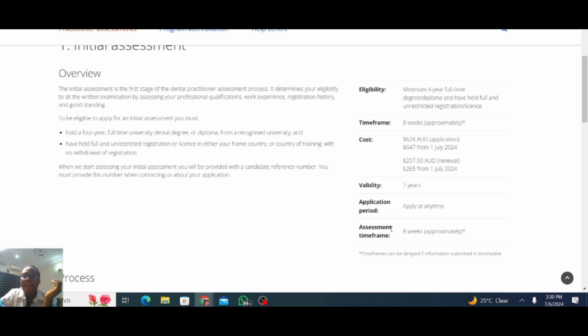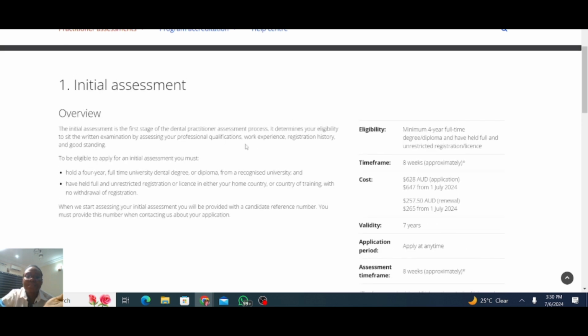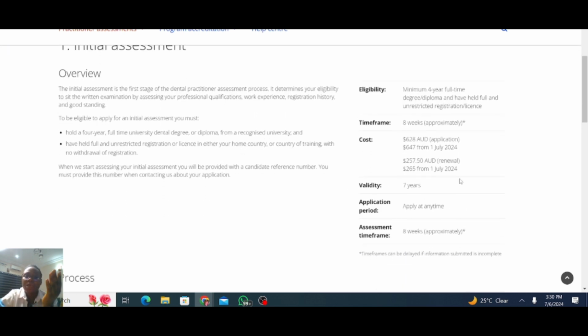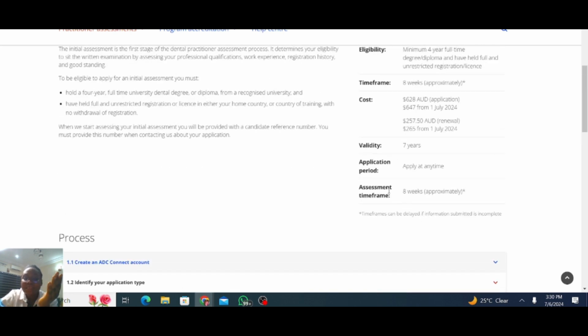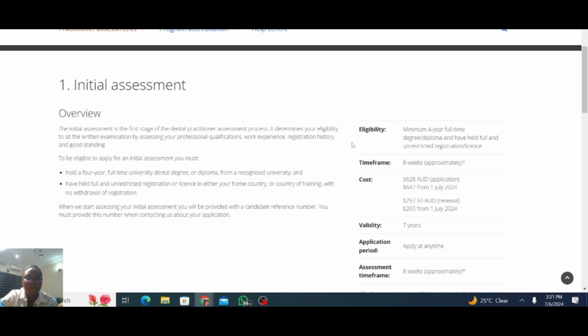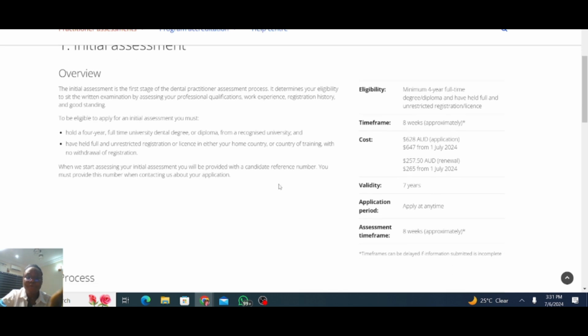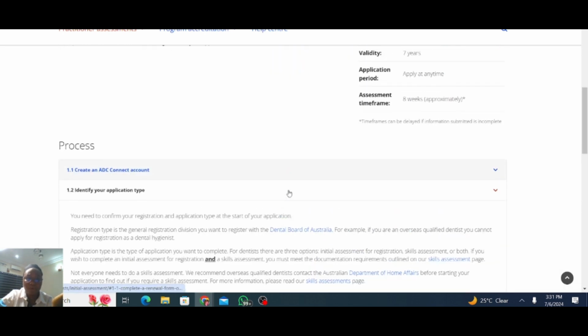Once you pass this initial assessment, the results will be valid for 7 years and you can apply anytime. Assessment time frame is 8 weeks approximately, which should be like 2 months, and your assessment will be done. This assessment is for them to assess your qualification. Once your qualification is approved, you move to the second step, which is applying for a written exam.